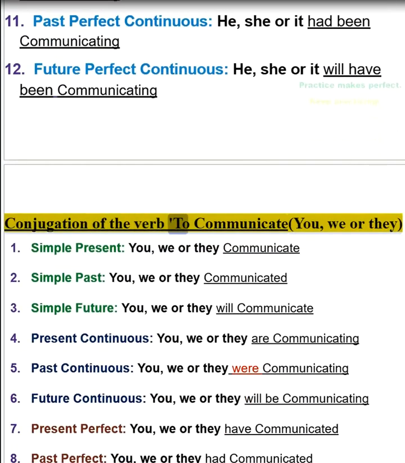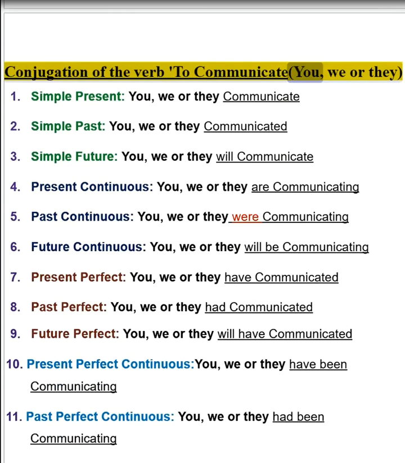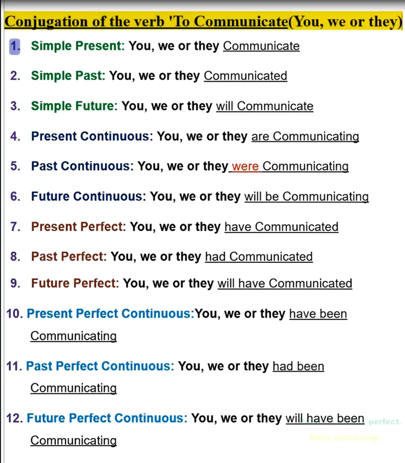Conjugation of the verb to communicate, you, we or they. 1. Simple present, you, we or they communicate. 2. Simple past, you, we or they communicated. 3. Simple future, you, we or they will communicate.